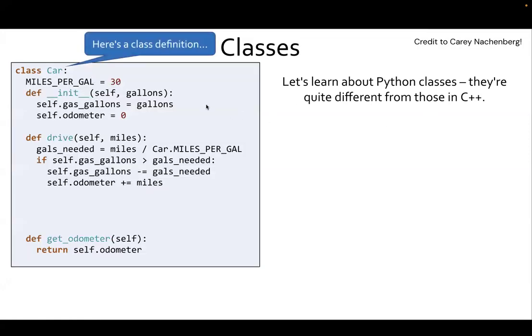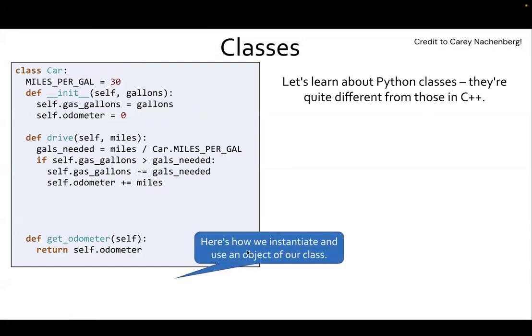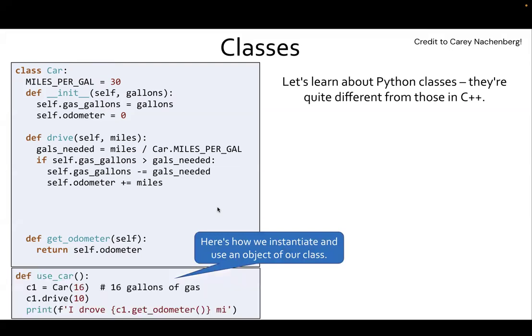So here is the class definition. You can see it over here. And this is how we instantiate and use the object of our class. So c1 is our object, and we are initializing it using the equal sign and calling the class name Car and initializing by passing in 16. So note that, as I mentioned before, we always use lower case to start a variable and upper case to start a class.